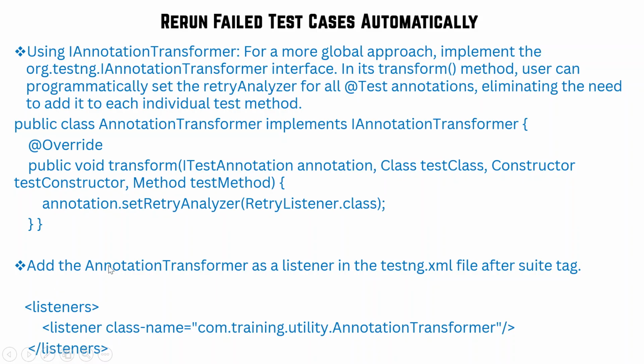And at the last, I have already written all the steps in the document. Add the annotation transformer as a listener in the testng.xml file after the suite tag. That's all. So automatically it will be a completely automated rerun of the failed test case.